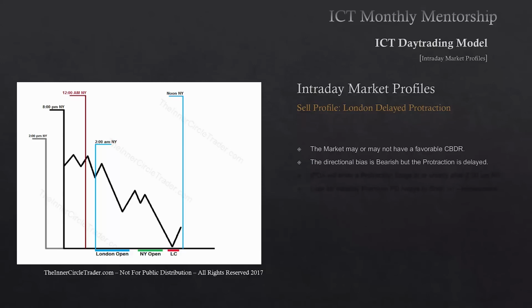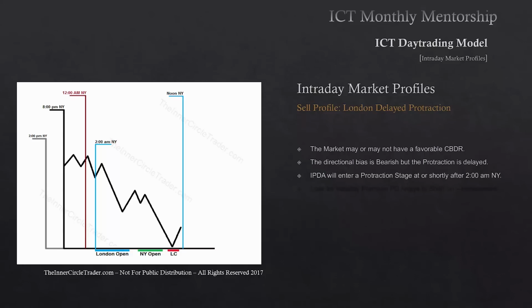The directional bias is going to be bearish, but the protractionary stage is going to be delayed in the day. In other words, we're not going to see the rally right after midnight New York time. It may just erode and go lower right after midnight. It will enter a protractionary stage at or shortly after 2 a.m.